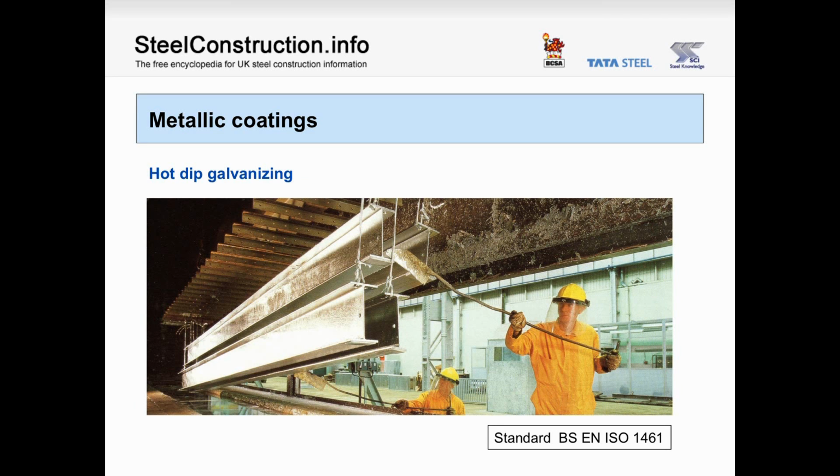In this picture we can see steel beams being withdrawn from a galvanizing bath. The product specification is BS EN ISO 1461. The required minimum average coating thickness for structural steelwork 6 mm thick or greater is 85 microns. Thick steel parts and steels which have been abrasive blast cleaned tend to produce relatively thick coatings.